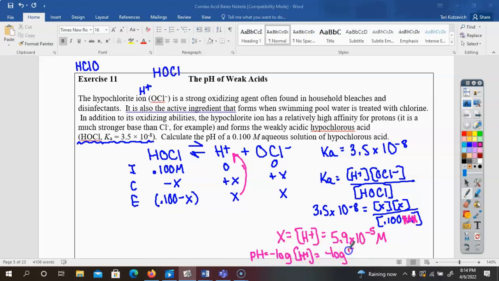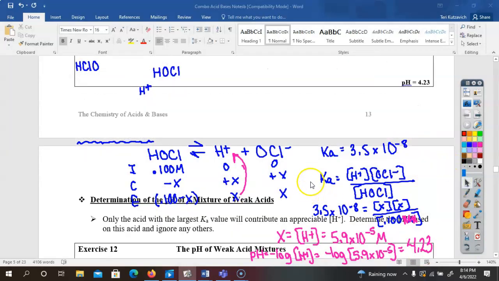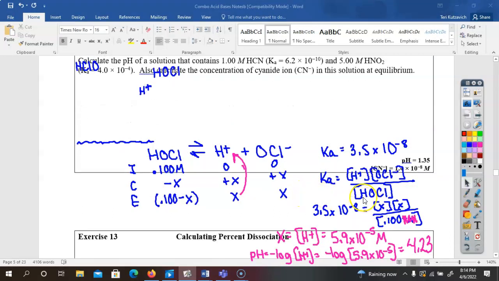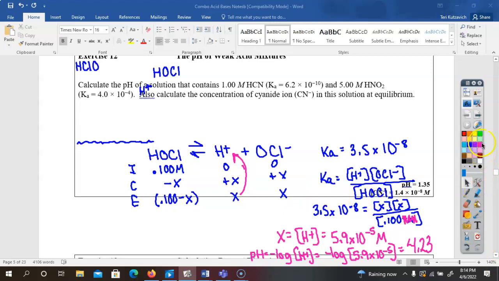So it's negative log of 5.9 times 10 to the negative fifth. So it's 4.23. Not bad, right? Guess what you get to do? You get to do one on your own. So I want you to pause the video, and I want you to see how much you can set this up on exercise 12. So go ahead and let's take a break and see how much you can do here.